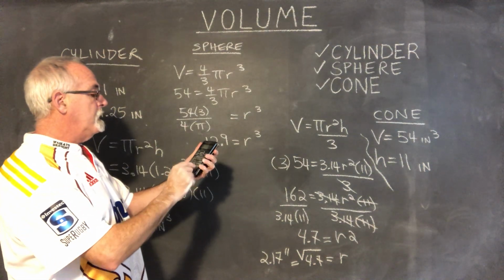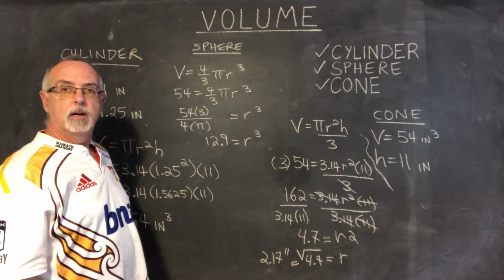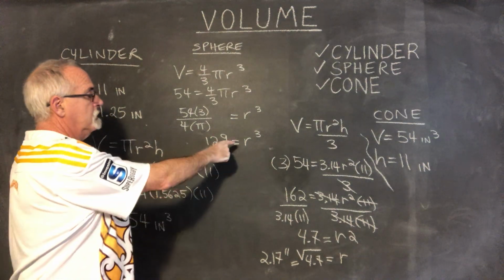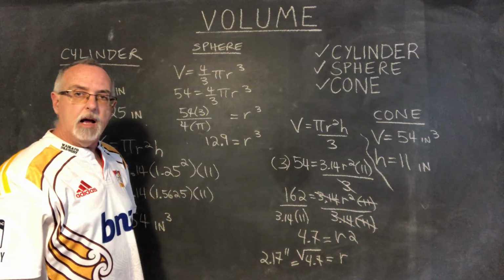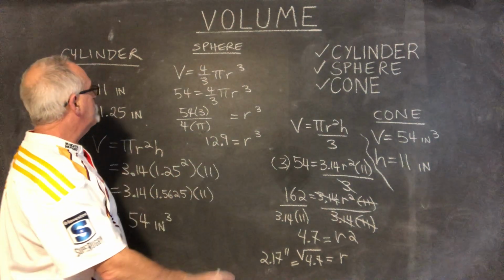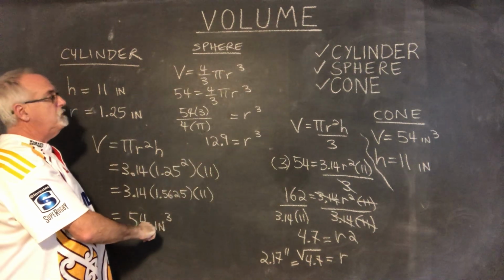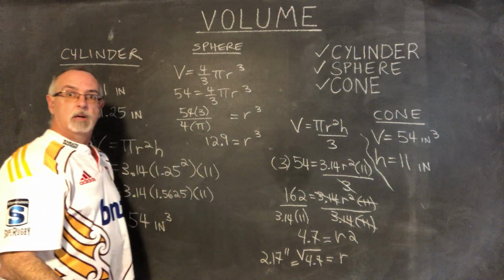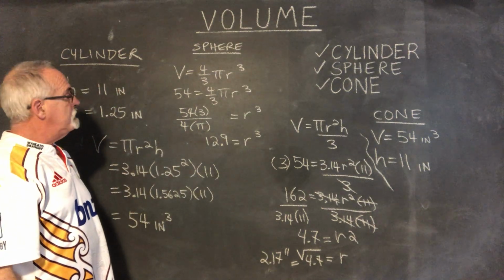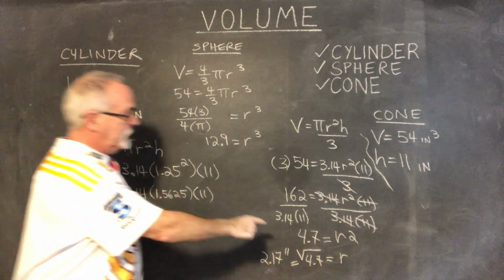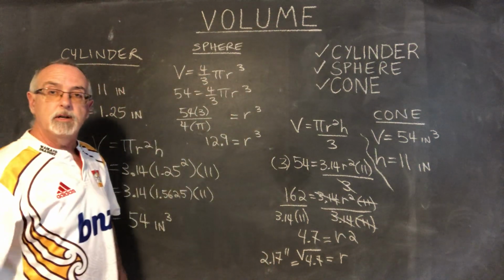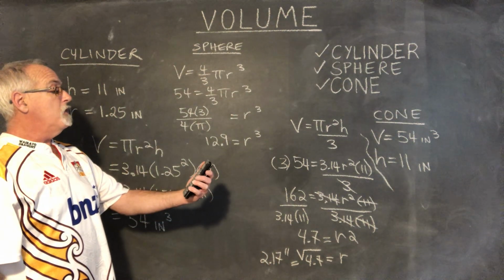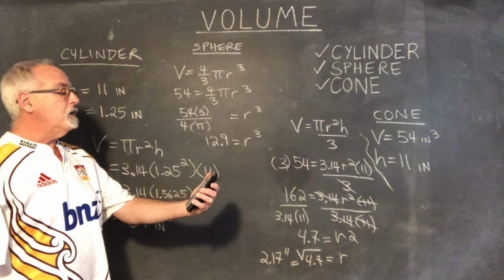12.9, and I hit equals. Before we look at the answer, how big a radius would a sphere have to have in order to have the same volume, 54 inches cubed, as this cylinder and that cone? The radius is going to be larger than 1.25 inches, and it's going to be larger than this 2.17 inches, isn't it? 2.345, I'll call it 2.35.